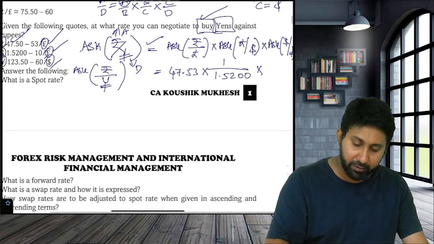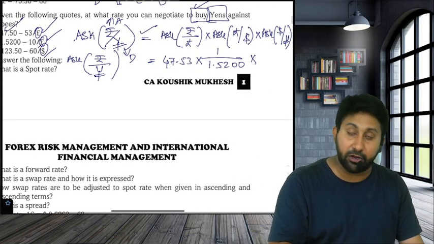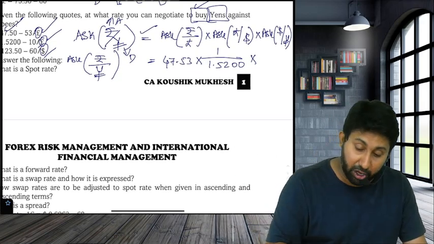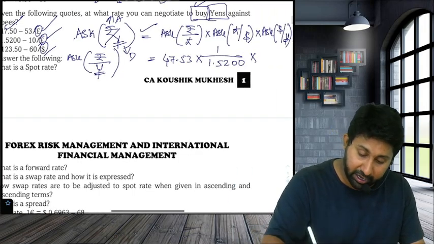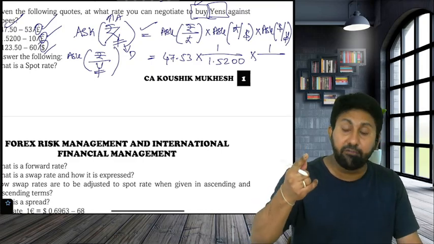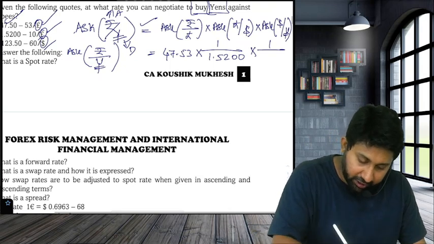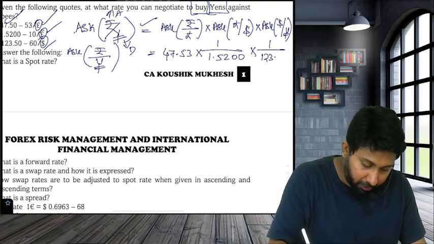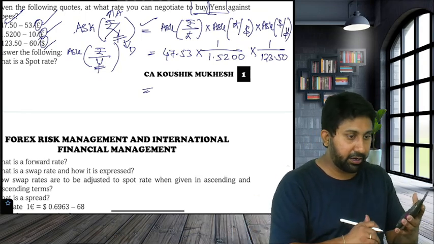1.5200 into ask of dollar by euro. It is given in dollar by yen format, and we want yen by dollar. Again 1 by bid. Instead of writing ask of dollar by yen, we will write 1 by bid of yen by dollar. Okay, 123.50. Take calculator, everyone.